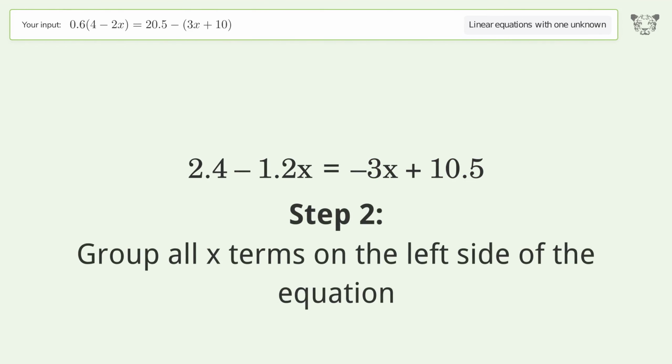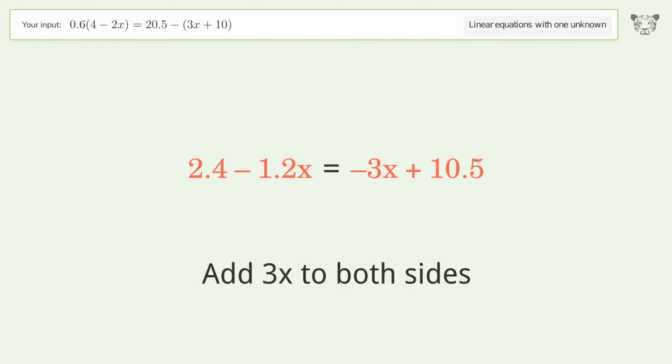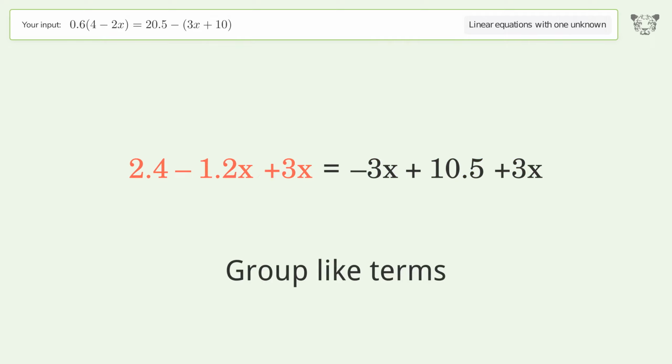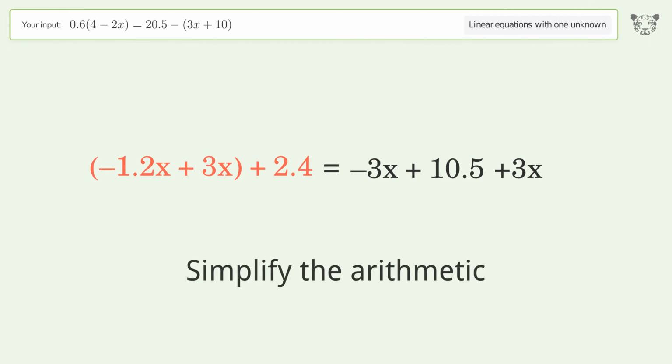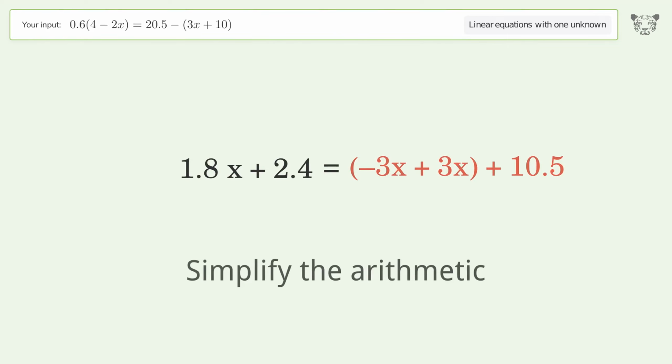Group all x terms on the left side of the equation. Add 3x to both sides. Group like terms. Simplify the arithmetic. Group like terms. Simplify the arithmetic.